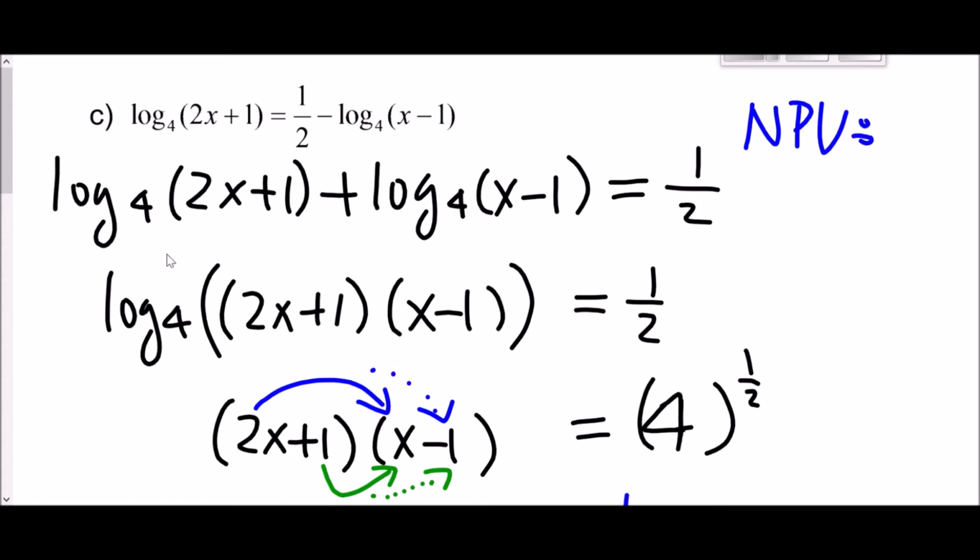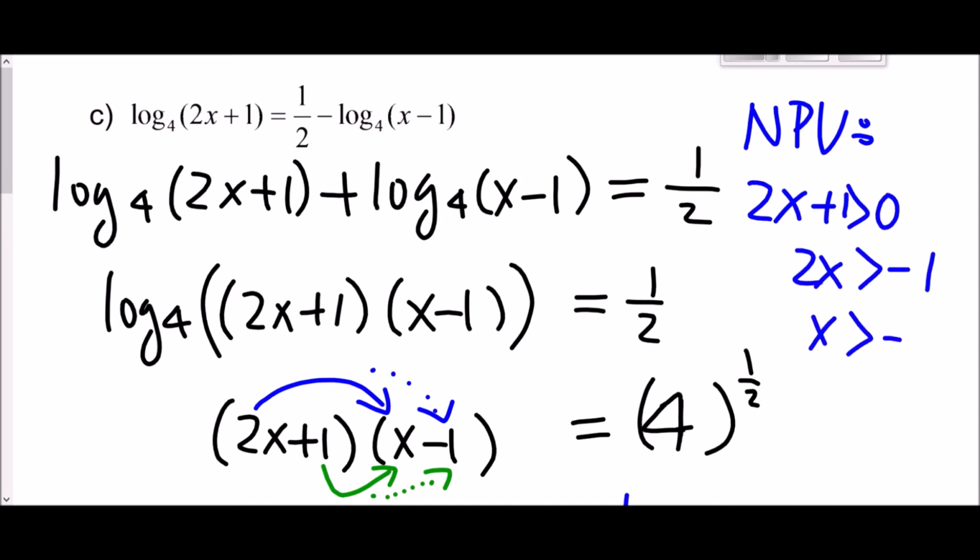So this has to be greater than 0. So 2x plus 1 is greater than 0. So 2x is greater than negative 1. x has to be greater than negative 1 half. That's one.